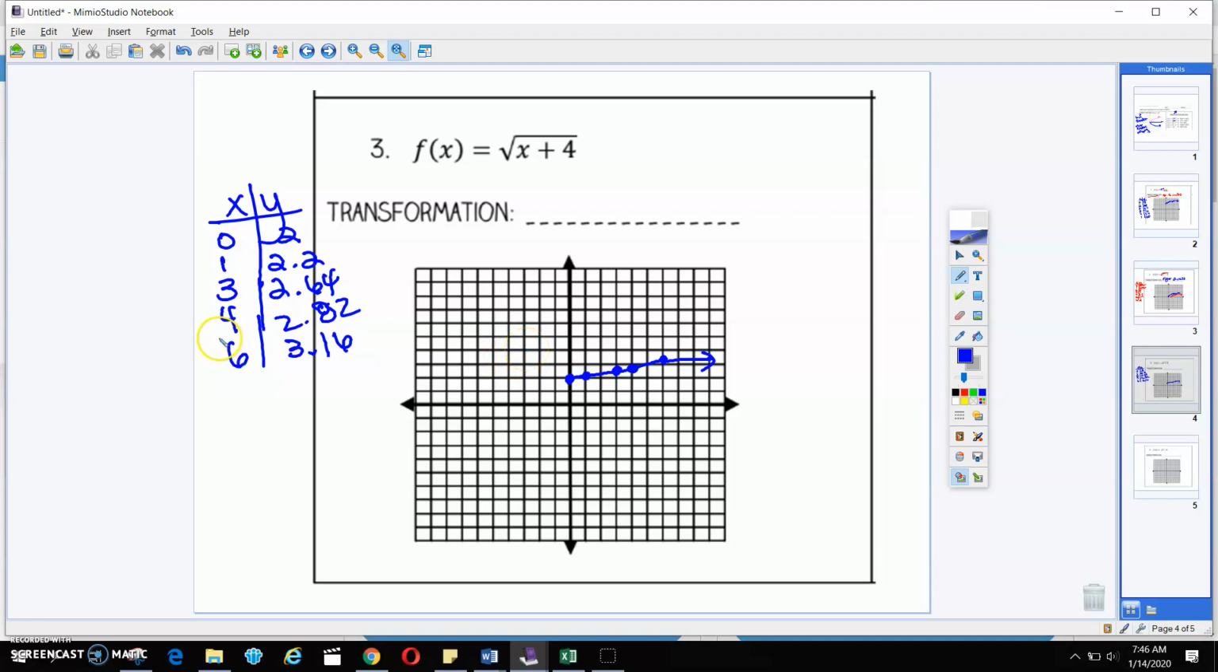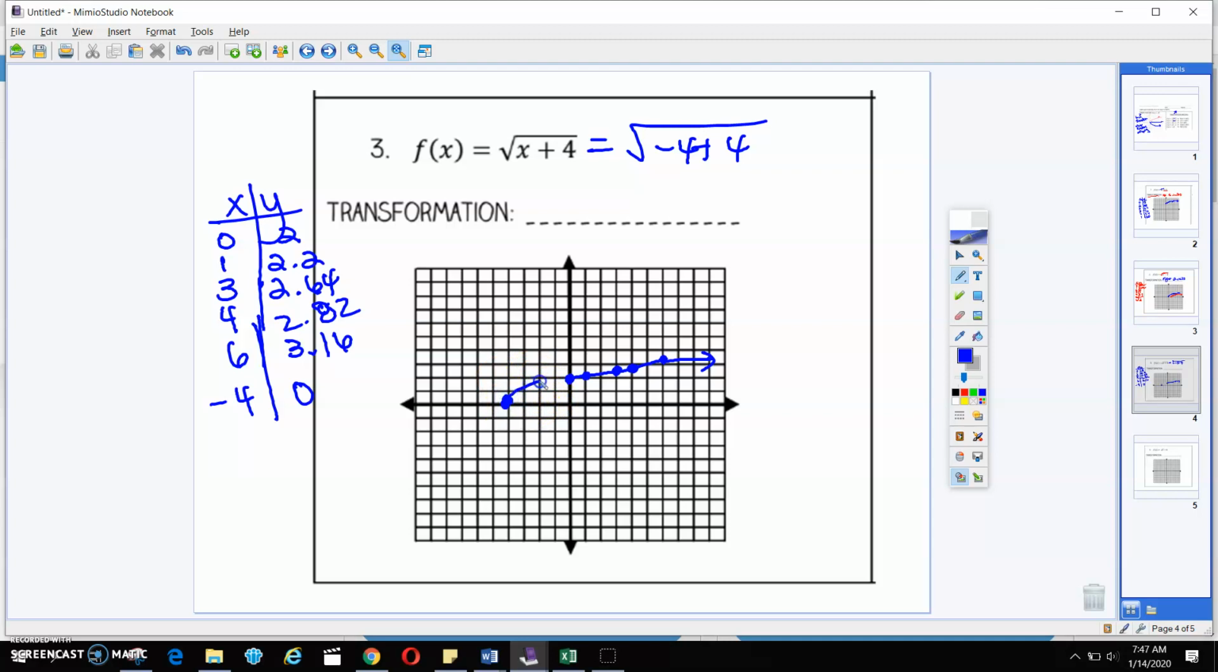Okay, so let's plug in -4. When I plug in -4, wait for it. I'm going to show you. Okay, so -4, I'll plug it in, and I'm going to get -4 plus 4. What is that going to give me? 0. What's the square root of 0? Okay, so I'm going to have a point at -4, 0.